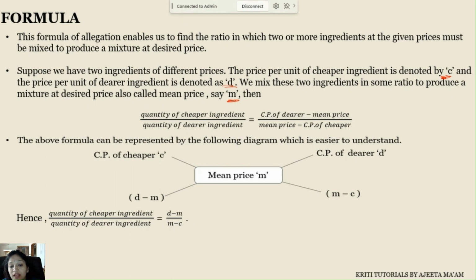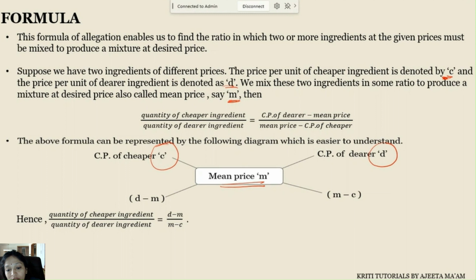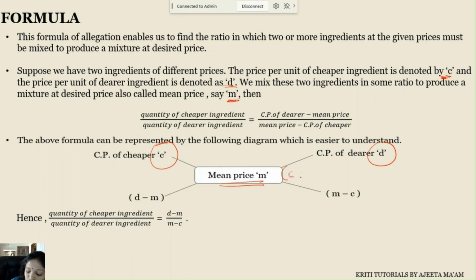But if you see it in the diagram, that becomes very easy to understand. Now see here, on one side I have taken the cheaper quantity, the CP. Remember, it's always the CP. And on the other side I have taken the CP of dearer. Now the mean price that you are getting should always be between the cheaper and the dearer. Remember, right? So the mean price will be M, and that will also be the CP of the resultant mixture. Remember that, right? So now what will we get in the last step? D minus M, because D will be greater than M. And on the right side, what are you getting? M minus C, because cheaper will be less than mean.